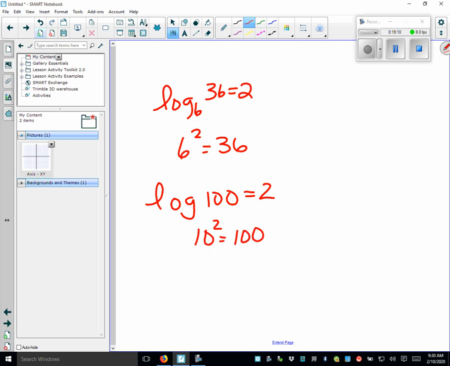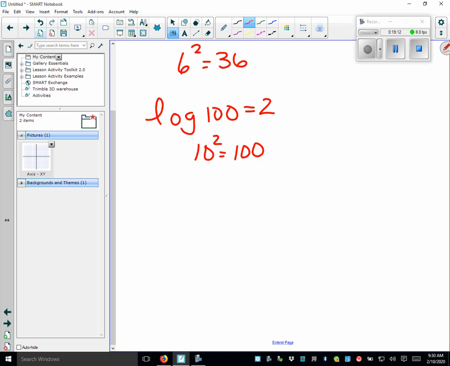What if I ask you to go the other way and say 2 to the 4th equals 16? How do I write that in logarithmic form? Log what? Of? Guys, you all have to be able to do this. Can you? Yes.